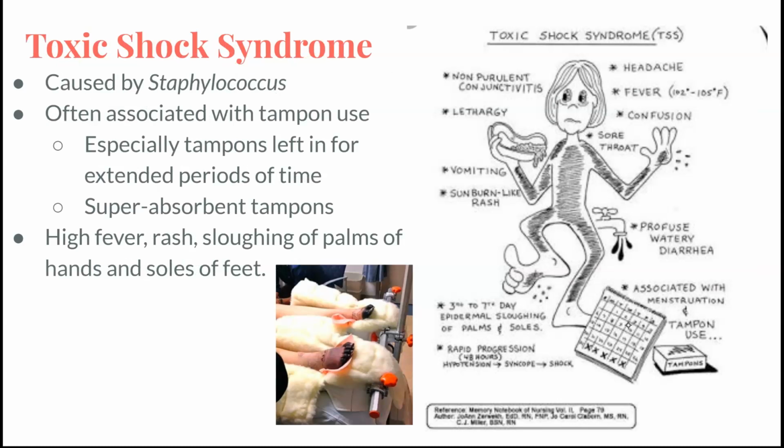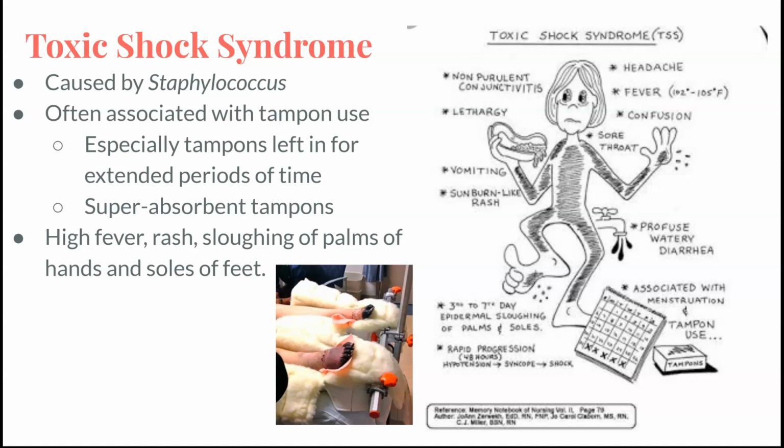Toxic shock syndrome. Okay, this is why you never trust a tampon. Toxic shock syndrome is traditionally caused by a tampon that's been left in for an extended period of time, and/or superabsorbent tampons, and/or bacteria on a tampon. It's a staph infection and it can spread through the body very, very quickly, okay? Within days.